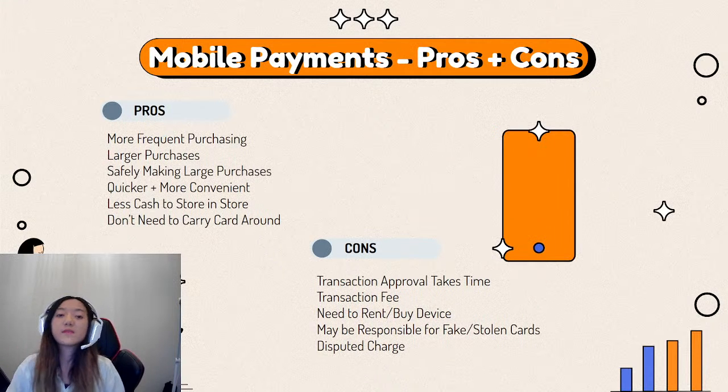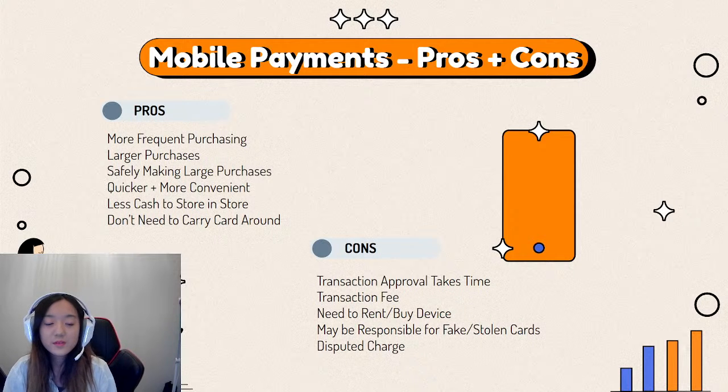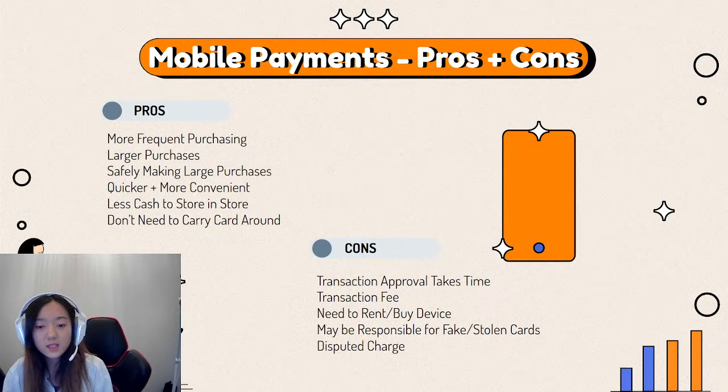Next, this is a very, very common method that we have today. So, this is mobile payments. There are a number of pros and cons associated with this method as well, so let's start with the pros. The method of transaction allows for more frequent purchasing, larger purchases, increased safety of transactions, convenience, and having less cash to store in the store.